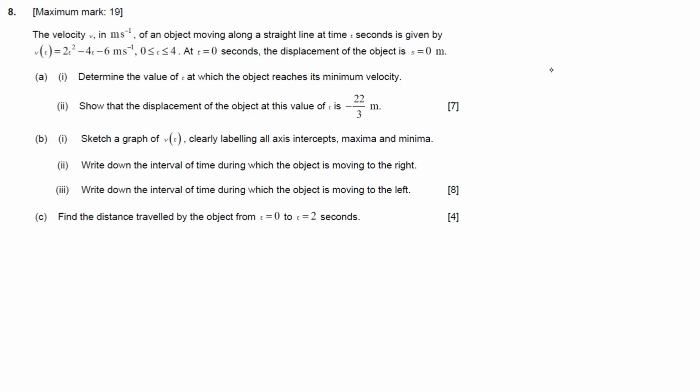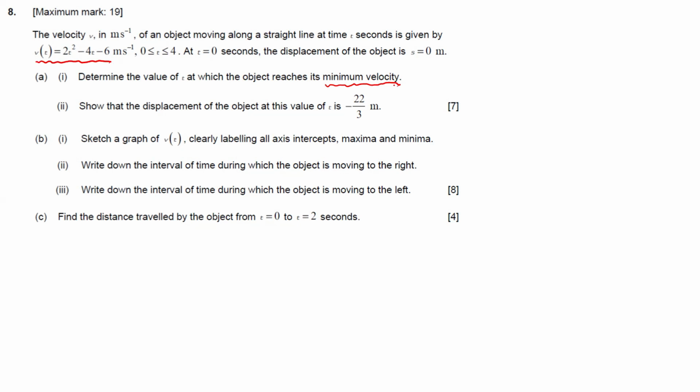Now, the velocity v in meters per second of an object moving along a straight line at time t seconds is given by V(t) equals 2t squared minus 4t minus 6, where t is between 0 and 4. At t equals 0 seconds, the displacement of the object is s equals 0 meters. Determine the value of t at which the object reaches its minimum velocity. So we have our function for velocity, and we want to reach the minimum velocity. This is the same thing as finding the minimum or maximum of a graph.